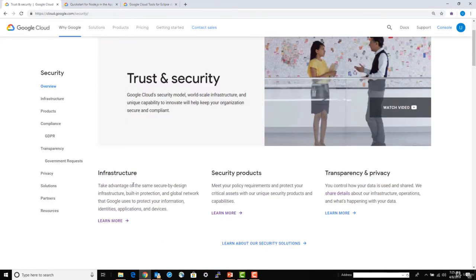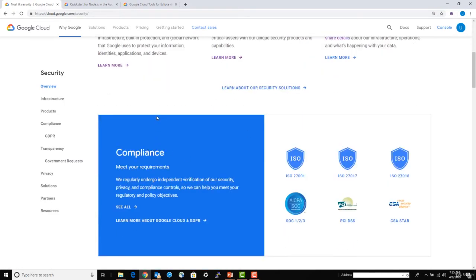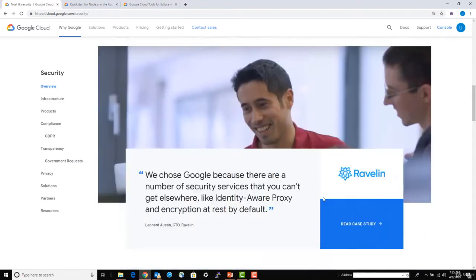There are different levels of security, and that is what is explained. At the infrastructure level, there are security products, and how transparent Google is in sharing it with you. There are compliance and regulatory requirements which depend on the industry standard and on the geography you are in, whether you're in US, Europe, or Asia Pacific, right? Different standards are required for you to follow, and Google is compliant with almost all the standards required for you to host your applications on Google.